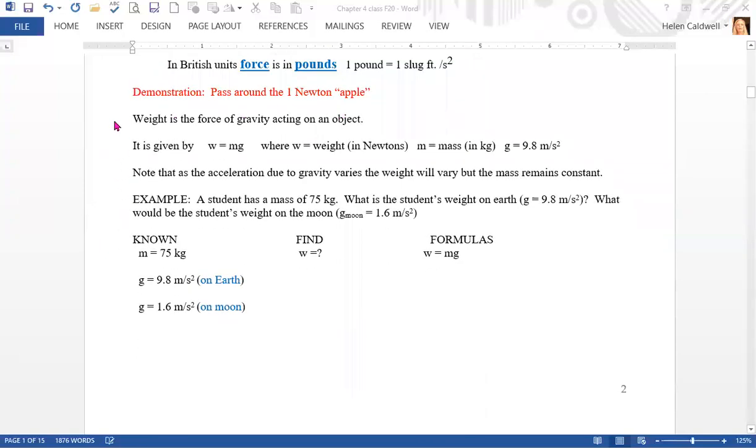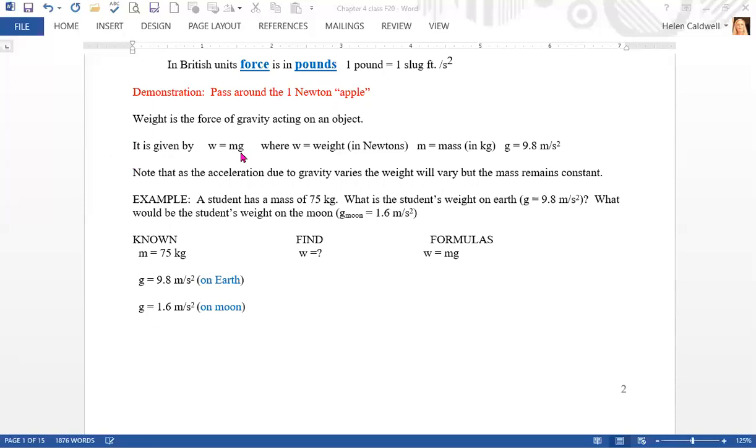So weight is the force of gravity acting on an object. You are weighed down because gravity is pulling you down. So remember I said weight is dependent on your location. That's because gravity depends on your location. The acceleration due to gravity at sea level is not the same thing as the acceleration due to gravity on the top of Mount Everest. And the acceleration due to gravity at sea level on the surface of the Earth is not the same as on the moon or on Mercury or on Venus or on Neptune.